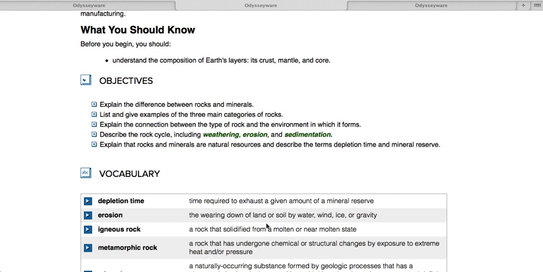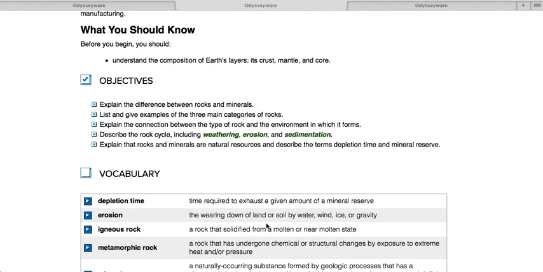So I thought I would start off by going over a little bit of the objectives, talk a little bit about the Rock Cycle, then talk a little bit about the breakdown of the project, and then go into a real short example of what I would consider to be a really good project, so that you guys have an idea of what I'm looking for.